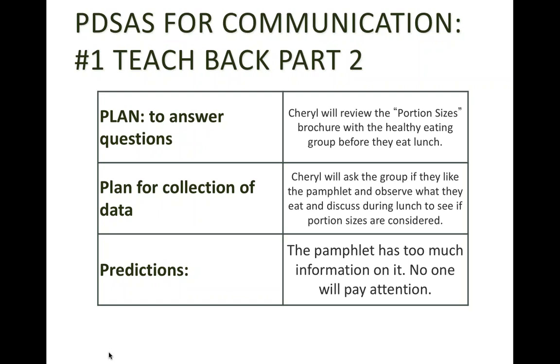The prediction is the pamphlet has too much information on it and that no one will pay attention. So in this case, it's been developed, and the prediction is that it won't be liked or used in the way they thought. So the group has obviously decided this will be the content, but they can quickly test it, take that, do the study portion, and say, did it satisfy our prediction or not? And if it did, then they would then do cycle number 2, make some changes and adjust their approach again.